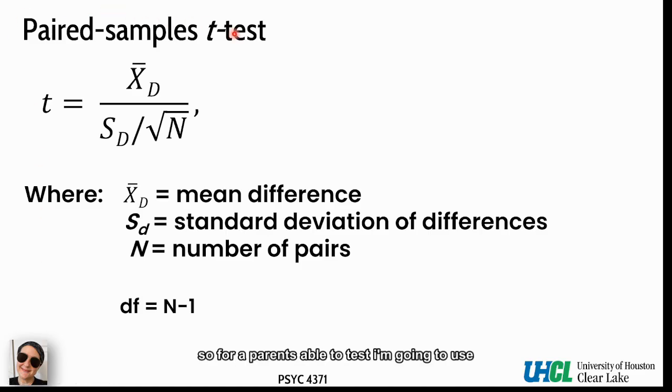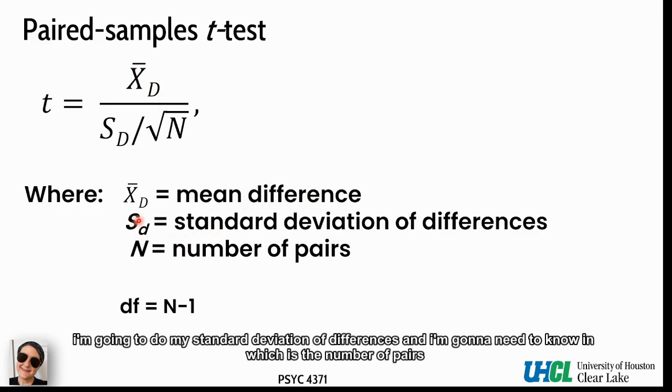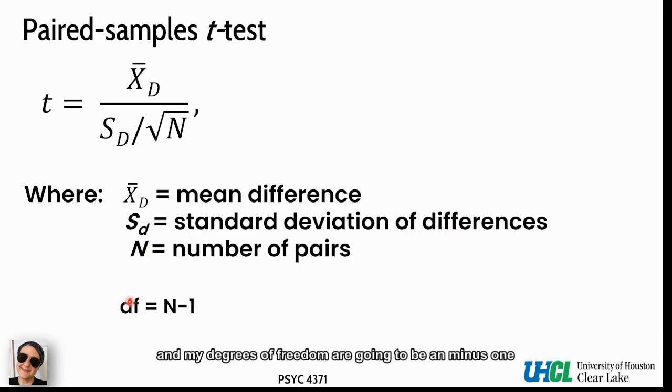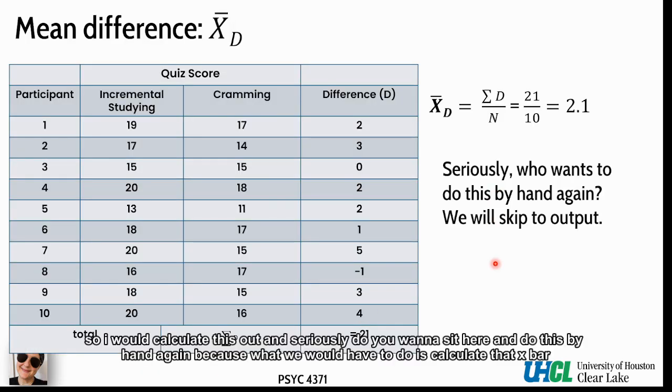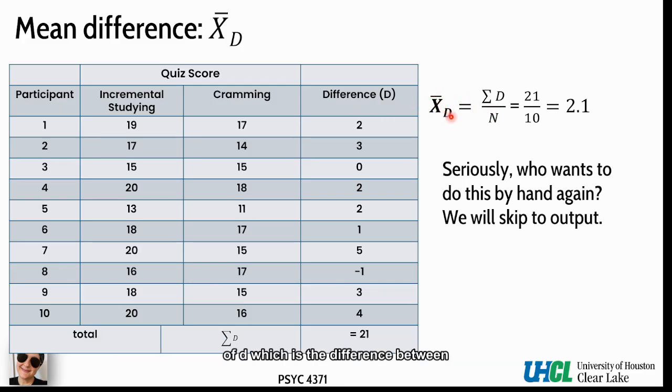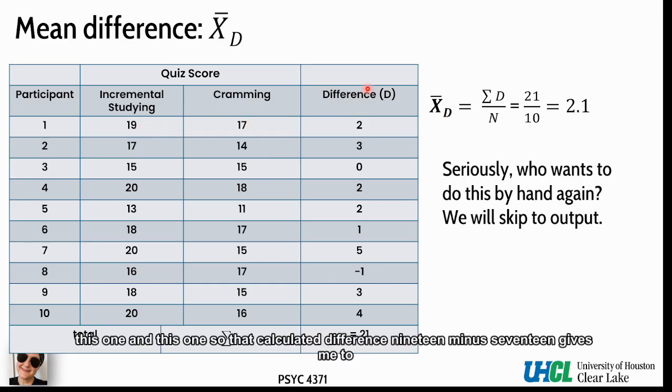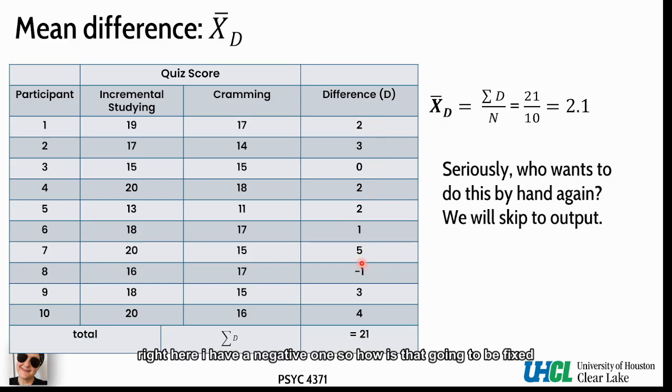So for a paired samples t-test, I'm going to use what's called X bar sub D, which is the mean difference. I'm going to do my standard deviation of differences, and I'm going to need to know N, which is the number of pairs. And my degrees of freedom are going to be N minus 1. So I would calculate this out, and seriously, do you want to sit here and do this by hand again? Because what we would have to do is calculate that X bar sub D, which is the difference between this one and this one. So the calculated difference, 19 minus 17, gives me 2. And you'll see right here I have a -1.